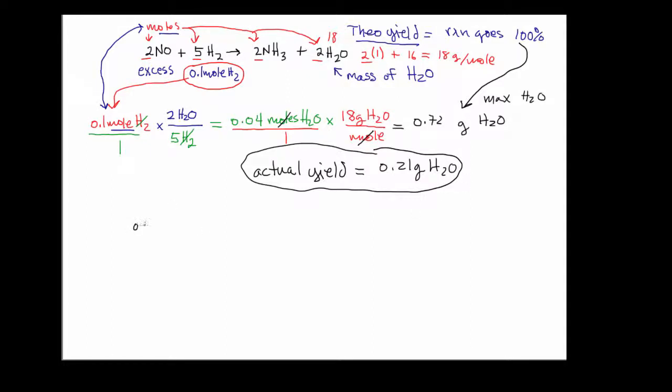All right, and percent yield is essentially a way of looking at how efficient this reaction was, and it's equal to the actual yield divided by the theoretical yield, which I'm going to go ahead and abbreviate, times 100. So for this reaction, percent yield would be 0.21 grams.